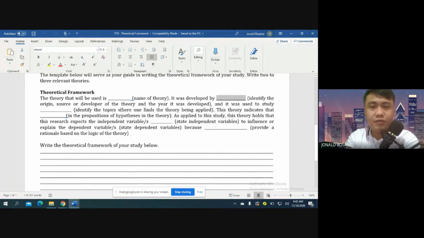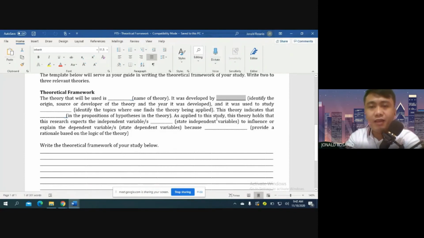Identify nyo yung topics where one finds the theory being applied. Saan daw ginamit itong theory na ito? To study blank. This theory indicates that blank. In the propositions of hypothesis in the theory. Ano yung ina-indicate ng theory na yan? You could also include in this one, on our template. So mayroon tayong templates, hindi tayo mahirapan.